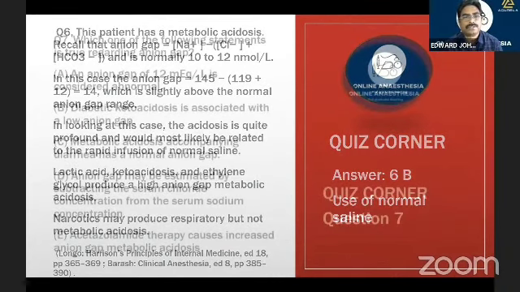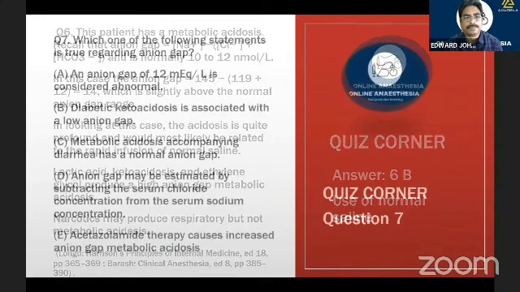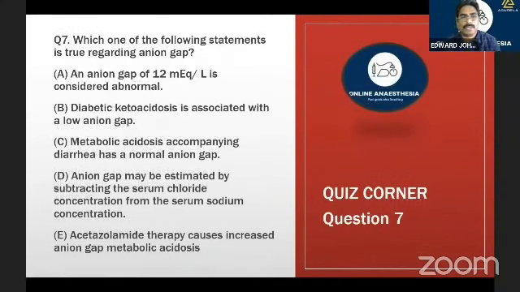Which one of the following statements is true regarding the anion gap? Most of the questions are based on the anion gap. An anion gap of 12 milliequivalents per liter is considered abnormal. Diabetic ketoacidosis is associated with a low anion gap. Metabolic acidosis combined with diarrhea has a normal anion gap. Anion gap may be estimated by subtracting serum chloride concentration from the serum sodium concentration. Acetazolamide therapy causes an increased anion gap metabolic acidosis. So which one is correct? Hold please.